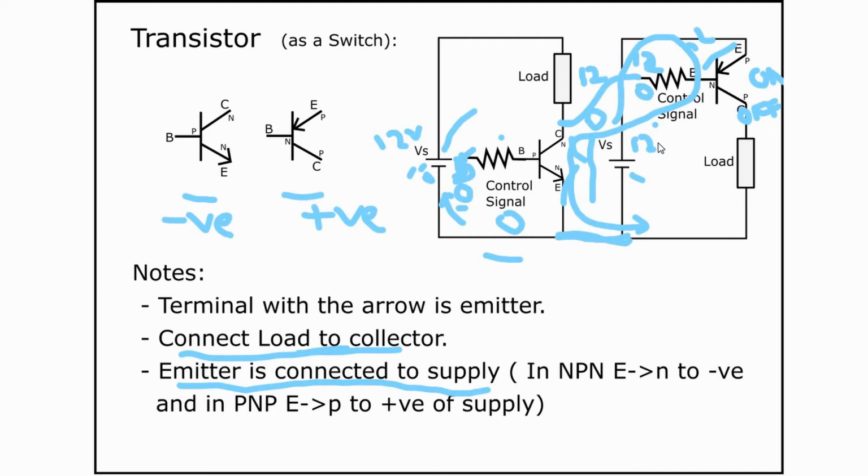If your base voltage switching is from 0 to 12 volts, then you don't have to use this. You can directly use this. But if your base voltage which you are going to get is 0 or 5 volts, then you will have to use a level shifter.